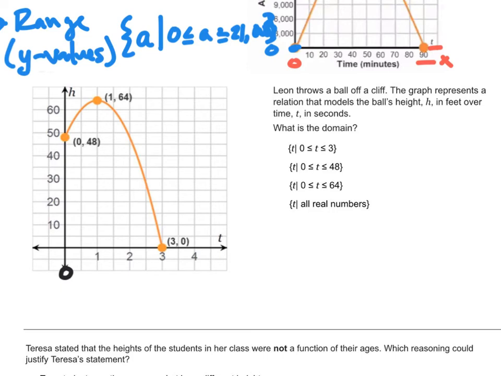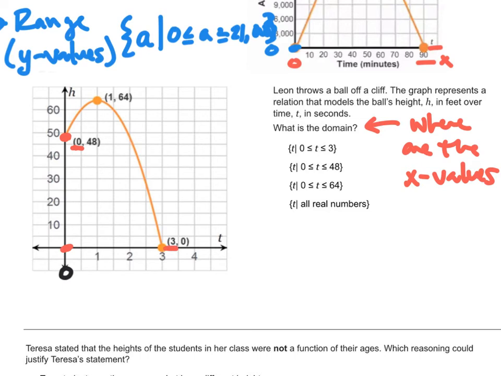Okay? So then it says, what is the domain? If it asks me what's the domain, I'm going to ask, where are the x values? So I start here at 0, right? That's where my x values start. Where do they end? They end at 3. And the variable that we're using is t for x. That's our independent variable. That's our x value. So between 0 and 3. That's what we're dealing with.